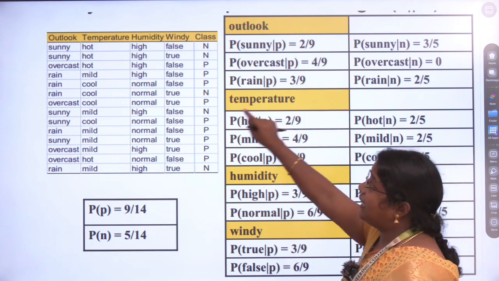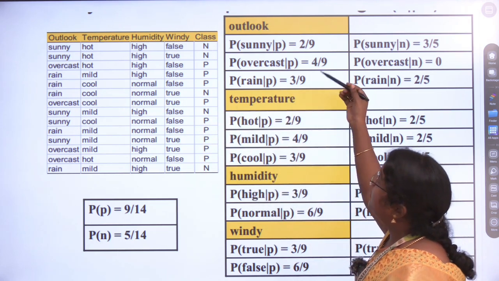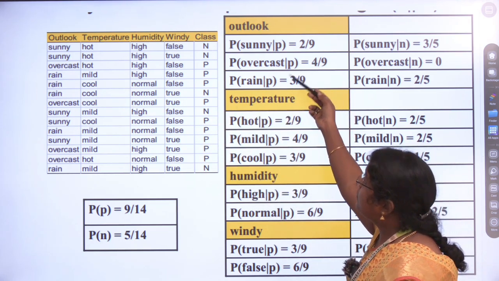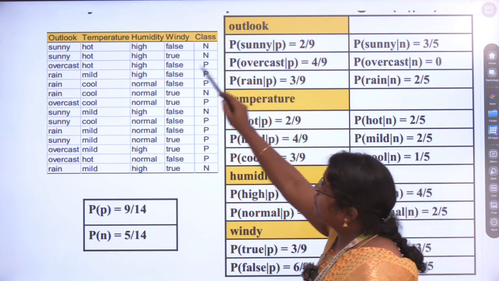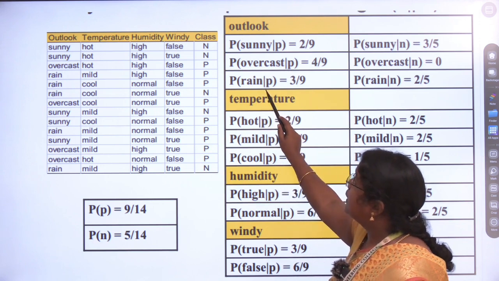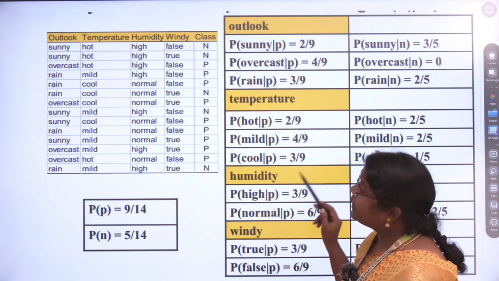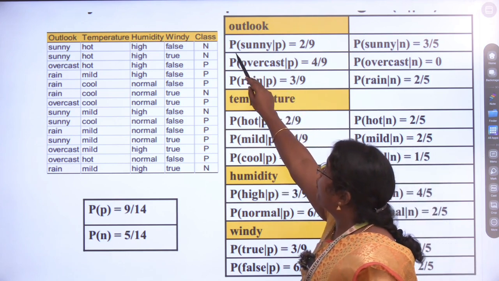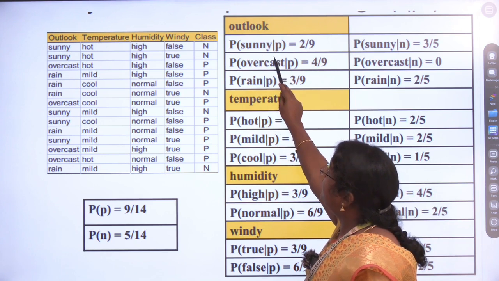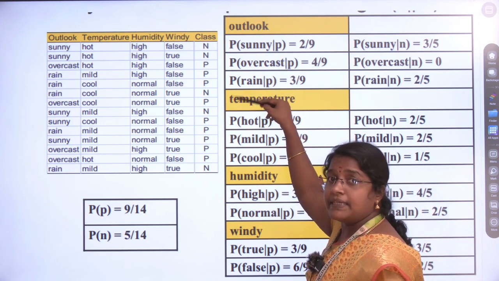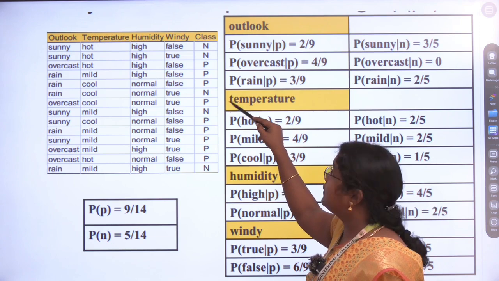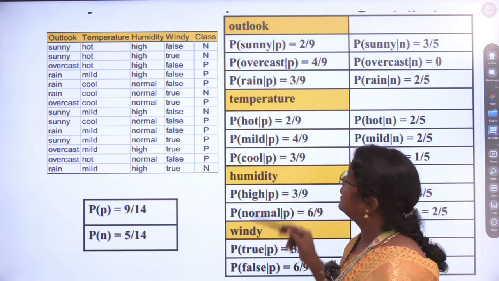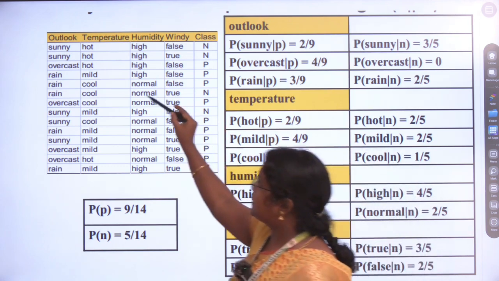Now moving on to the next input feature, outlook. In the outlook we have three subcategories: sunny, overcast and rain. So here we have to calculate the probability for each instance. Let's say the probability of sunny given yes, that is, in the yes class we have to calculate the number of instances in sunny. So let's take sunny.